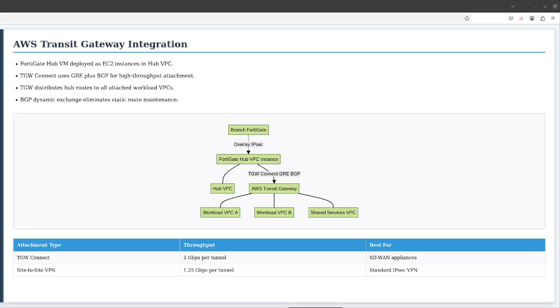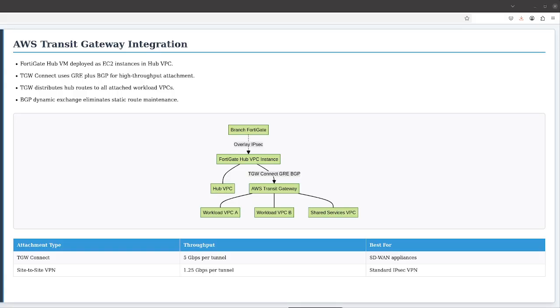The AWS Transit Gateway itself is a regional hub that aggregates connectivity from multiple VPCs. The Transit Gateway connects to Workload VPC-A, Workload VPC-B, and the Shared Services VPC. Workload VPC-A might host production application servers. Workload VPC-B might host a data warehouse. And the shared services VPC typically hosts centralized services like DNS, Active Directory, and monitoring tools.